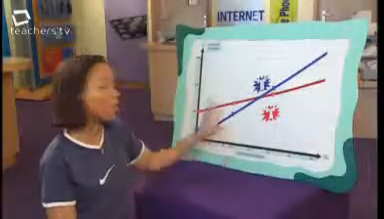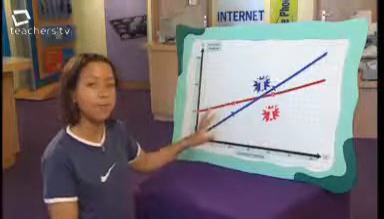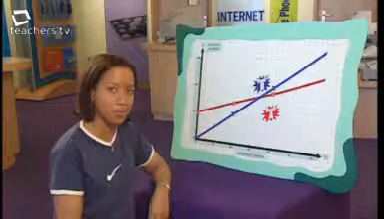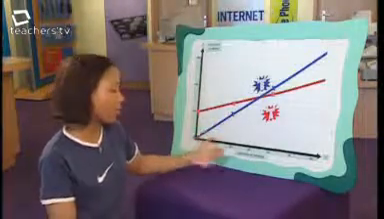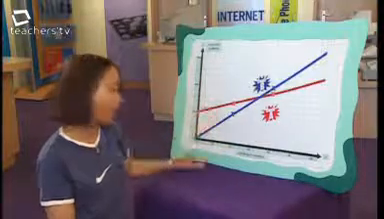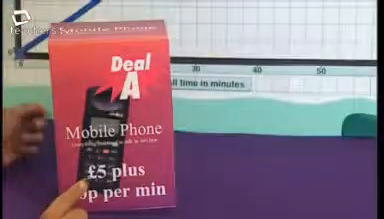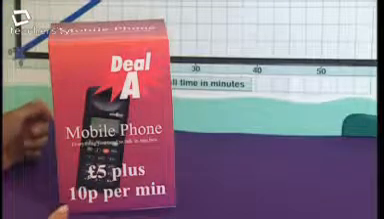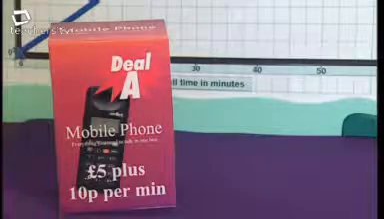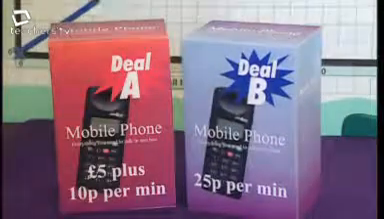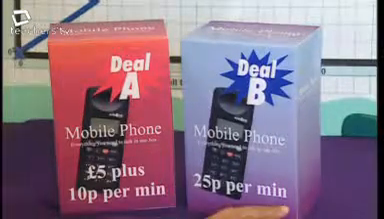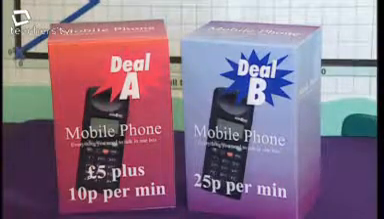Now that I've got my two straight lines plotted on this graph, I can finally use them to compare the two mobile phone deals. Instead of working out the cost for the call time on each deal, all I have to do is read off the graph. Now remember, our Maths for Real deal A was this one, where line rental was £5 a week and the calls cost 10p per minute. And the Maths for Real deal B was this one here, where there's no weekly line rental and calls cost 25p per minute. Ooh, which one are you going to choose?